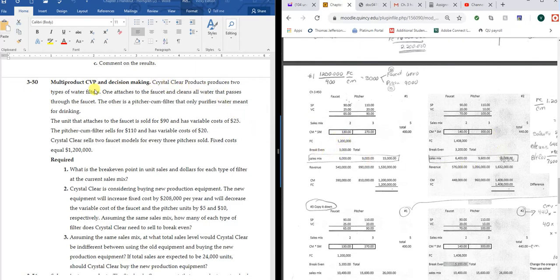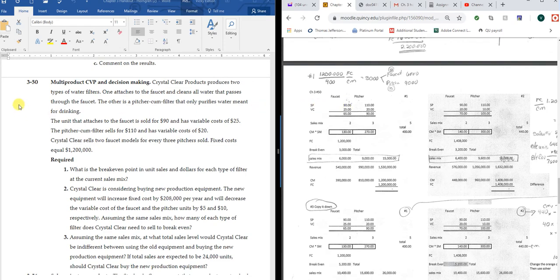So we have 2 products of water filters. One attaches to the faucet, and the other one purifies water, it's a pitcher filter, so I guess like you put in your refrigerator. So the unit that attaches to the faucet is sold for $90, so there's our selling price of $90.